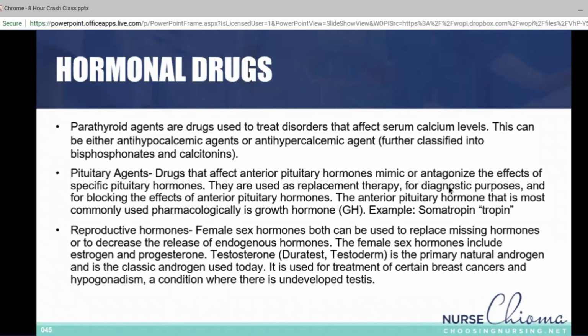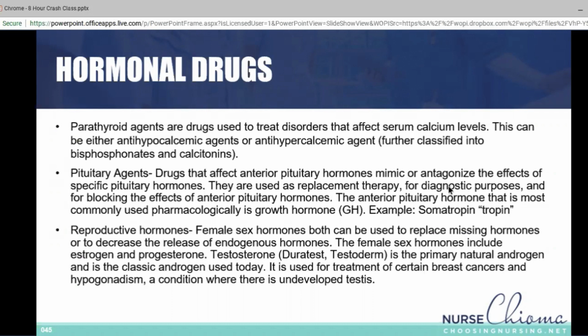So pretty much they're treating patients who can have gonadotropin problems, where the testes don't drop, like they have problems with their growth hormone. So that's why we're giving this medication.